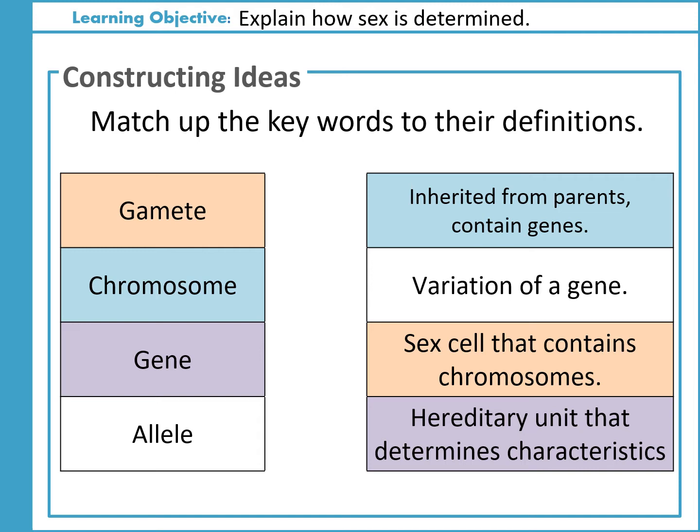The gene itself is a hereditary unit that carries the characteristics of a short section of DNA. And an allele might be the variation in that gene. Last time we talked specifically about eye colour, so whether or not you have the allele for blue or for brown eyes, for instance. That's the variation, blue and brown.